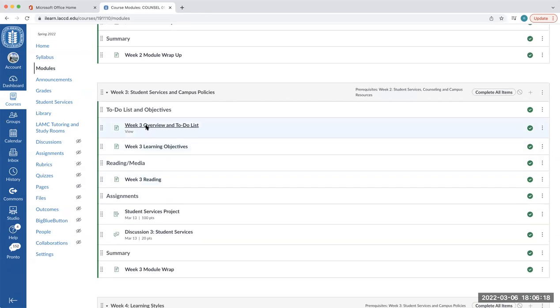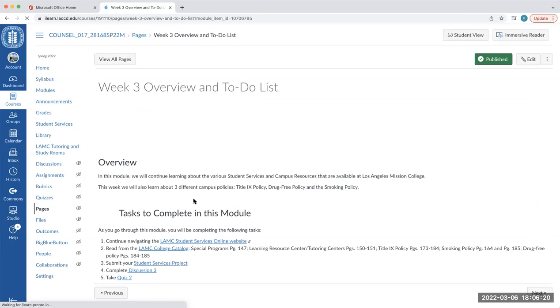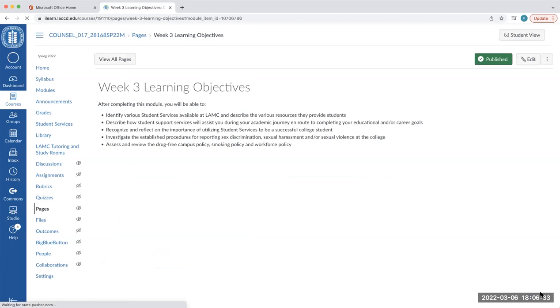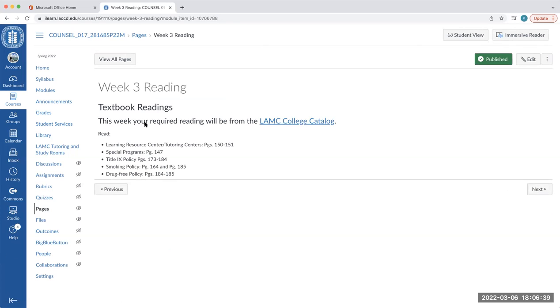For week 3, remember you always start at the beginning of the module. You're going to continue learning about student services and campus resources available at Los Angeles Mission College. You have your tasks to complete listed here with your reading. Remember to always click next at the bottom of the page. You'll read through the learning objectives. You'll be doing your reading from the LA Mission catalog, which you can click here and look at.